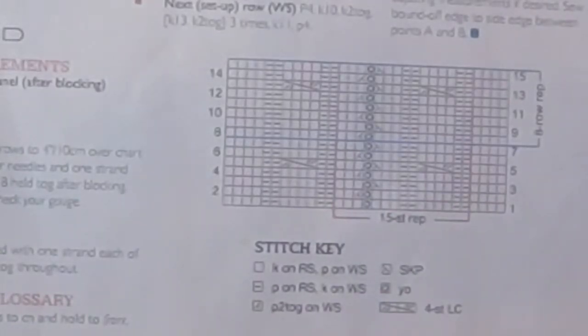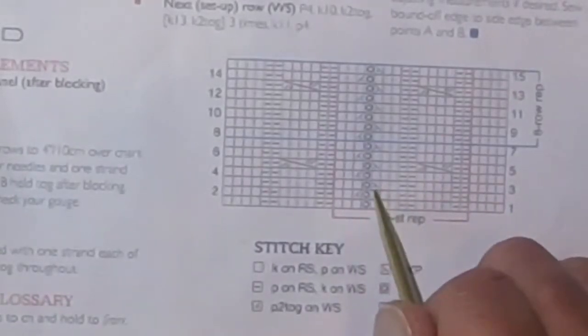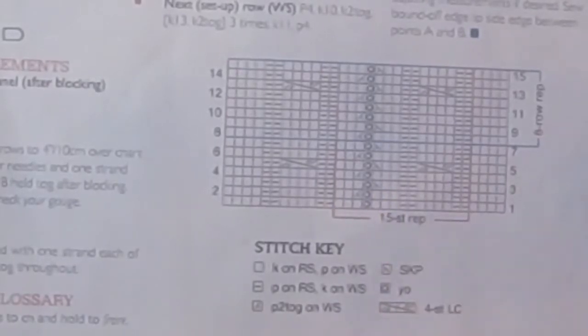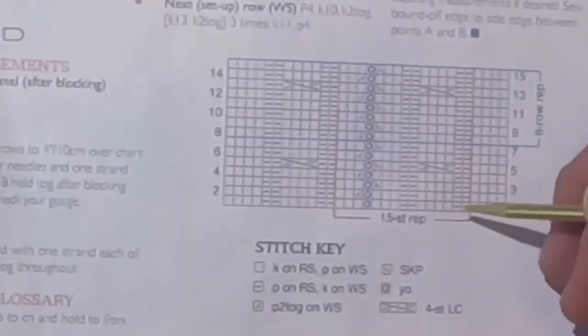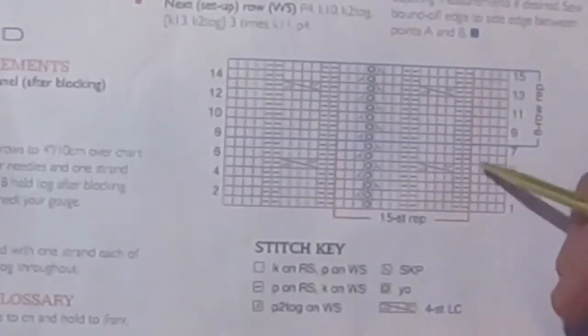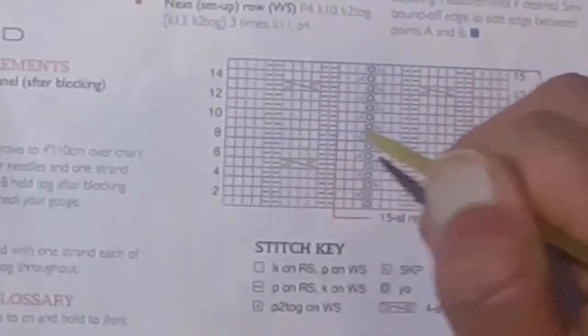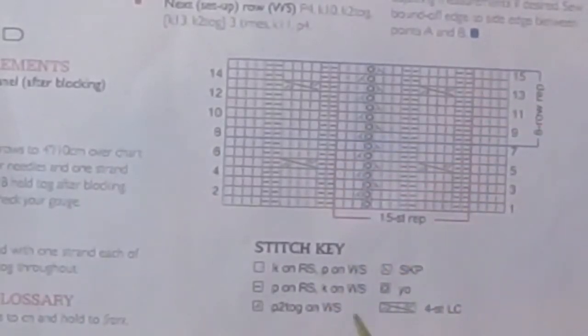And then there's a symbol here that's an upside down Y that slants to the left, and that is a slip, knit, pass slipped stitch over. You slip the first stitch, you knit the second stitch, and then you pass the first stitch over the second stitch that you just knitted, and I'll demonstrate that as well. And then finally, the final symbol. I won't knit all 31 rows for you, but I'll knit up to row 5 to demonstrate all of these stitches that are represented in the stitch key.